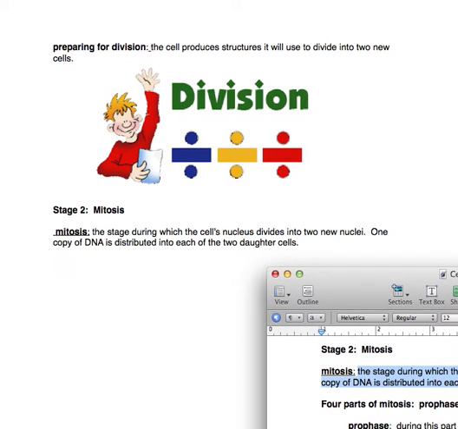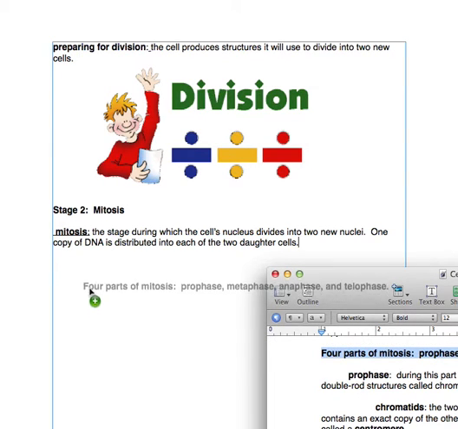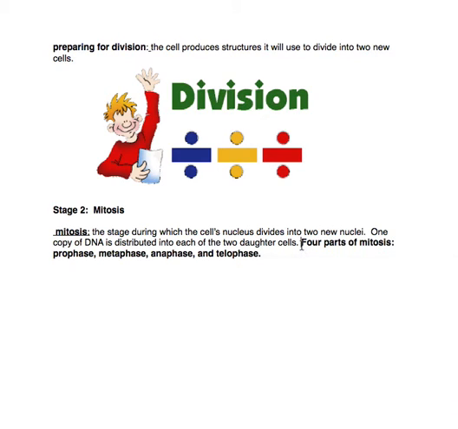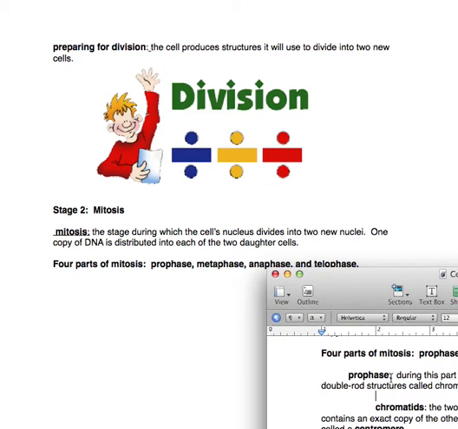There are 4 parts of mitosis: prophase, metaphase, anaphase, and telophase, otherwise known as PMAT. It's a good little mnemonic to remember it. Prophase, metaphase, anaphase, telophase, PMAT. Let's start with prophase.